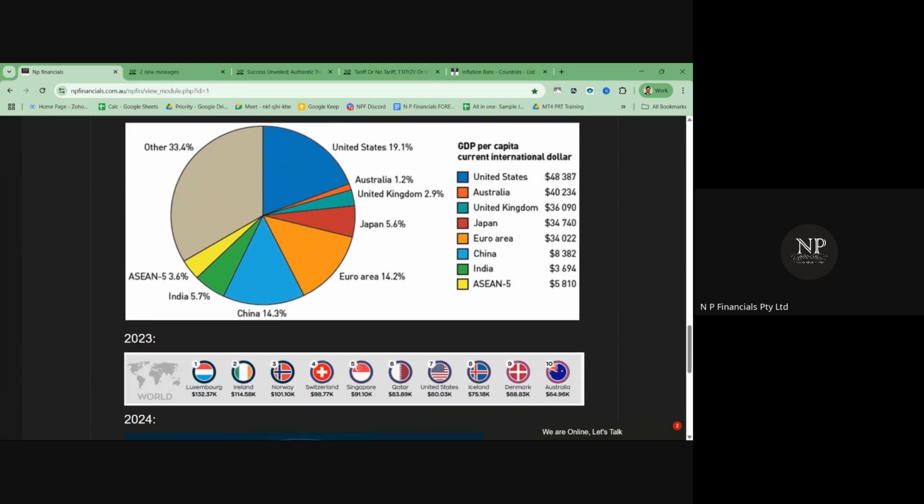Now in 2023, Australia is 10th, Luxembourg is first, Ireland second, then Norway, Switzerland, Singapore, Qatar, and United States is 7th. Even Qatar's per capita income is more than the United States. Singapore is more, Ireland is more, Luxembourg is the highest, 132.37. Of course, that is because of their low population.